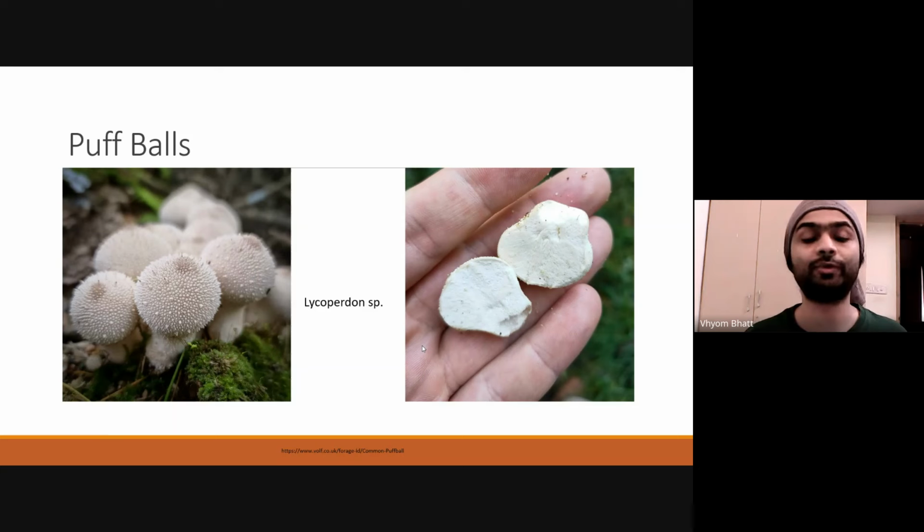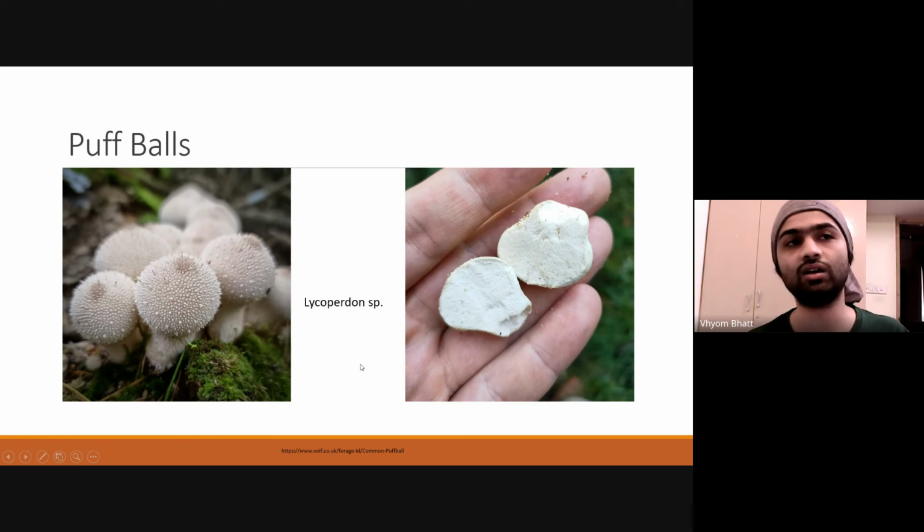So how do you identify puffballs? Puffballs can be identified by the substrate they are growing on. Most of them will be growing on soil, but there are certain types which grow on wood, and they have some very similar morphology to some slime molds also. So a cross section of a puffball is very important.